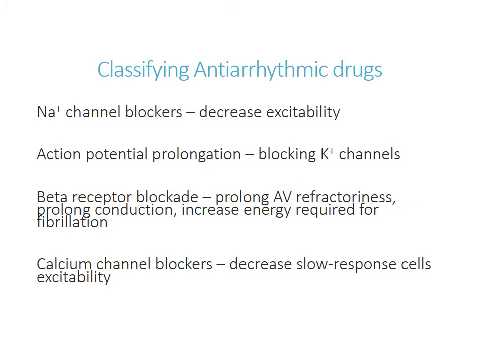by blocking potassium channels. We've talked about that when we saw QTC prolonging drugs. We can also work on beta receptor blockade. So by prolonging the AV refractoriness and prolonging conduction, you're going to increase the actual energy that's required for you going into something like atrial fibrillation and things like that. And then we're also going to see calcium channel blockers working similarly to slow down the conduction of the slow response cells and decrease their excitability.